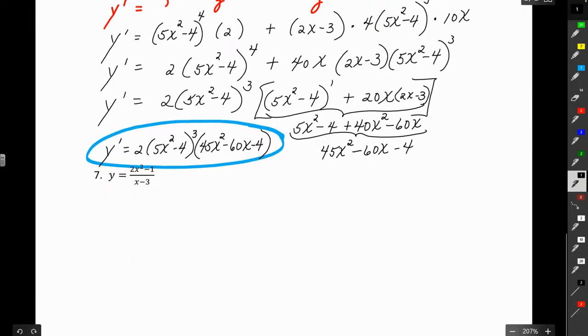All right, number 7, the obvious one to use would be the quotient rule, but you could also rewrite this and use the product rule. I'm going to do it both ways so you can see. So first I'm going to do it using the quotient rule. So I'm going to write out the quotient rule.